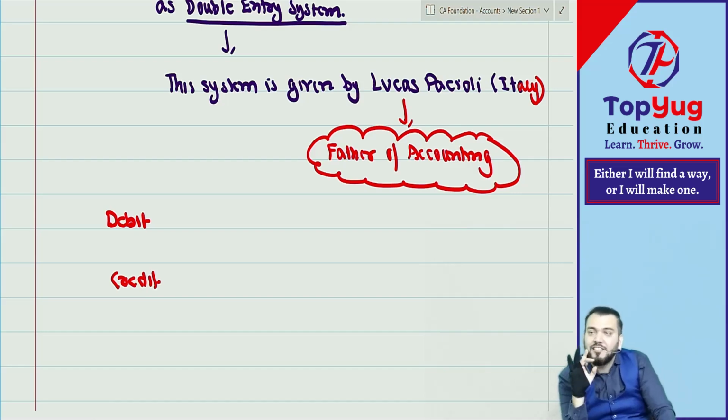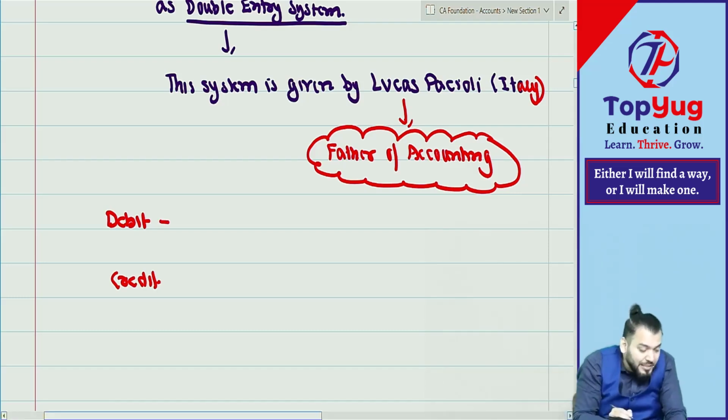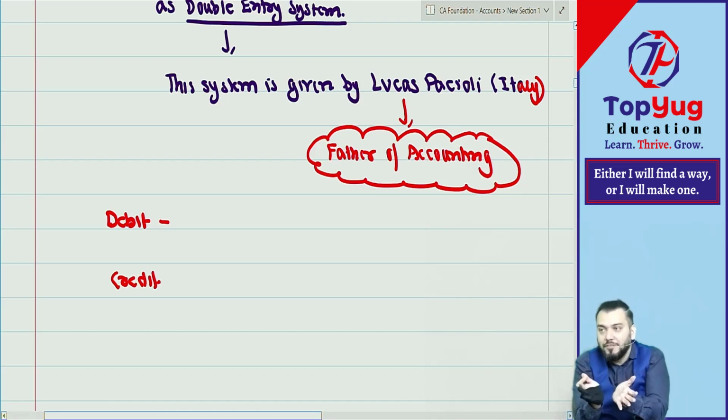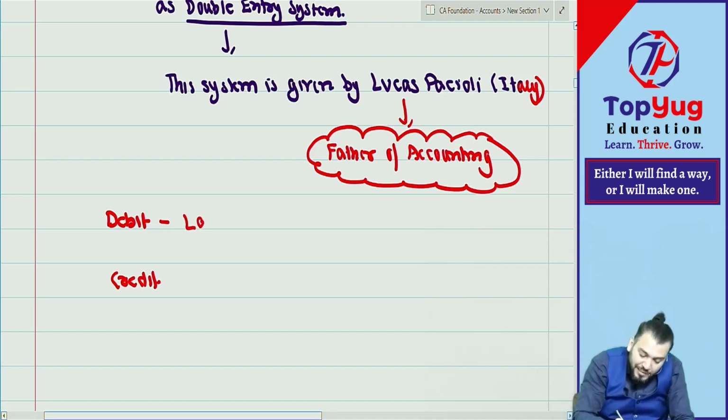Correct. Now you said, sir, there are two aspects, debit and credit, but we are not able to follow you, sir. Please provide the meaning of debit and credit. So we need to understand what is the meaning of debit, what is the meaning of credit. So debit has been derived from a Latin word, given by Lucas Pacioli, deber.